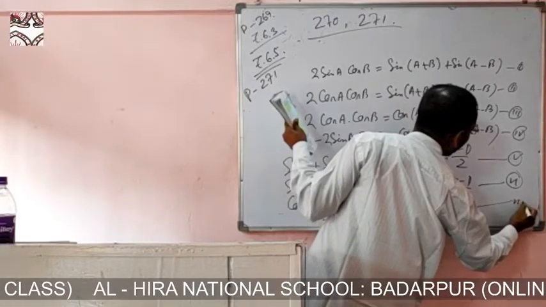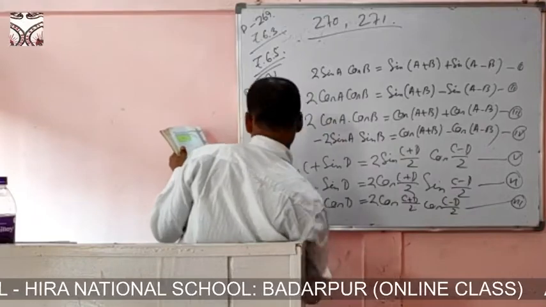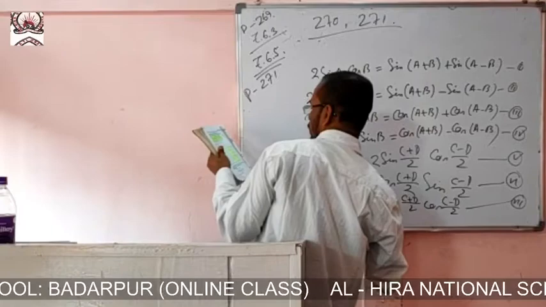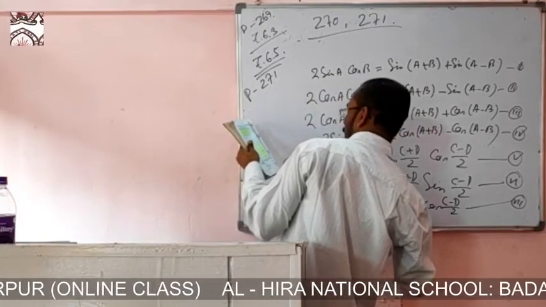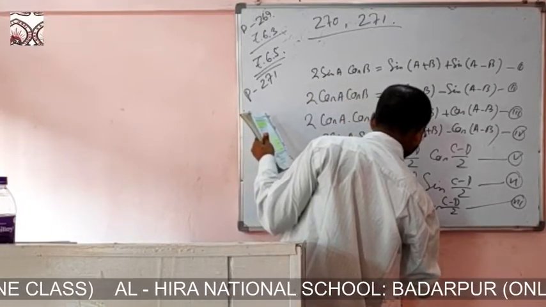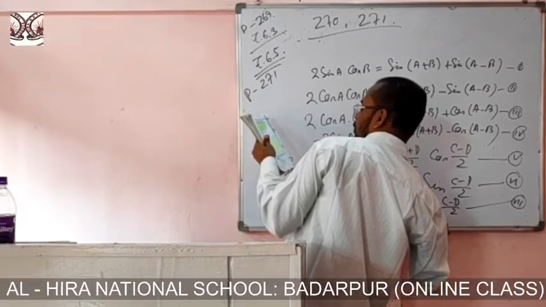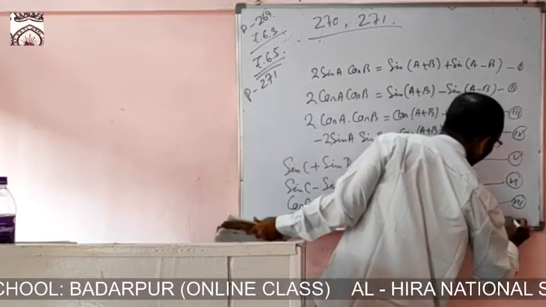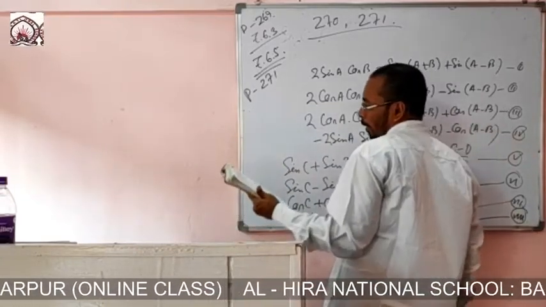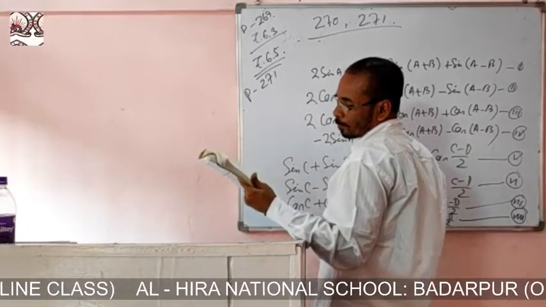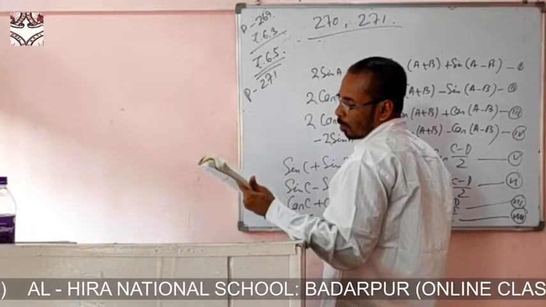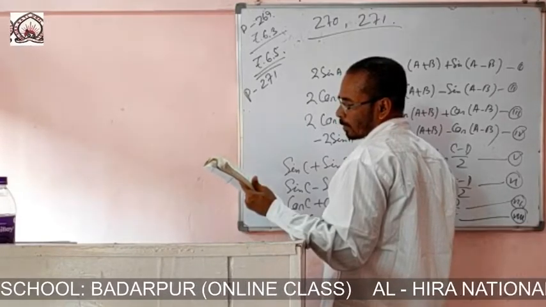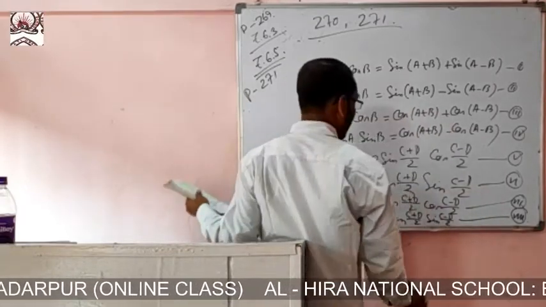This one is 7, and number 8 is cos c minus cos d. Cos c minus cos d is minus twice sin((c plus d) by 2) into sin((c minus d) by 2). This one is number 8. So cos c minus cos d is minus twice sin((c plus d) by 2) into sin((c minus d) by 2), and again we can write this last formula.